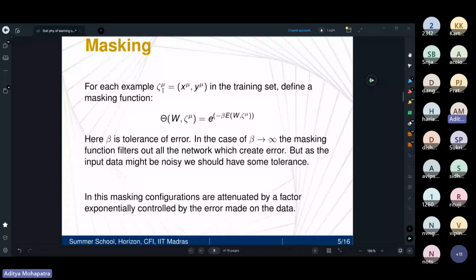As I told before, the error optimization is done on the training set. Our training set is the particular values x and y, which we know, the input and desired output. The set of those many pairs we know is known as the training set. This algorithm is based on the theory of statistical physics. So we define a masking function theta, which is e to the power minus beta e, where e is the error.